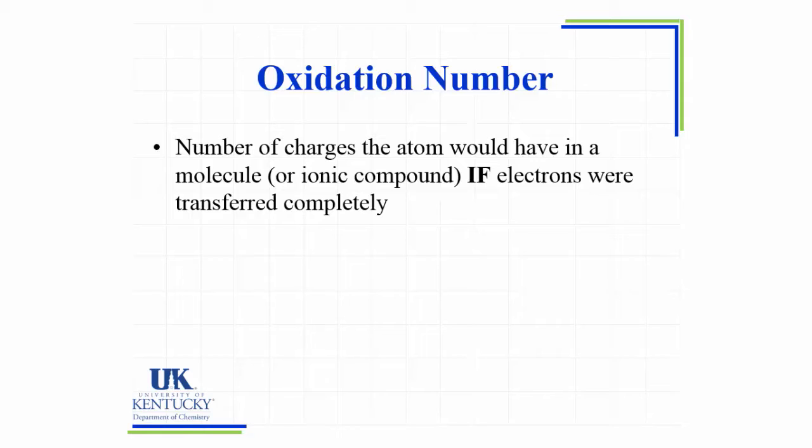However, for molecular compounds or covalent bonds, what we see is that the electrons are being shared. And so we basically have to pretend for a moment that instead of being shared, the electrons are transferred completely. Then we'll be able to assign oxidation numbers to every substance and as a result determine our reduction and oxidation half reactions.